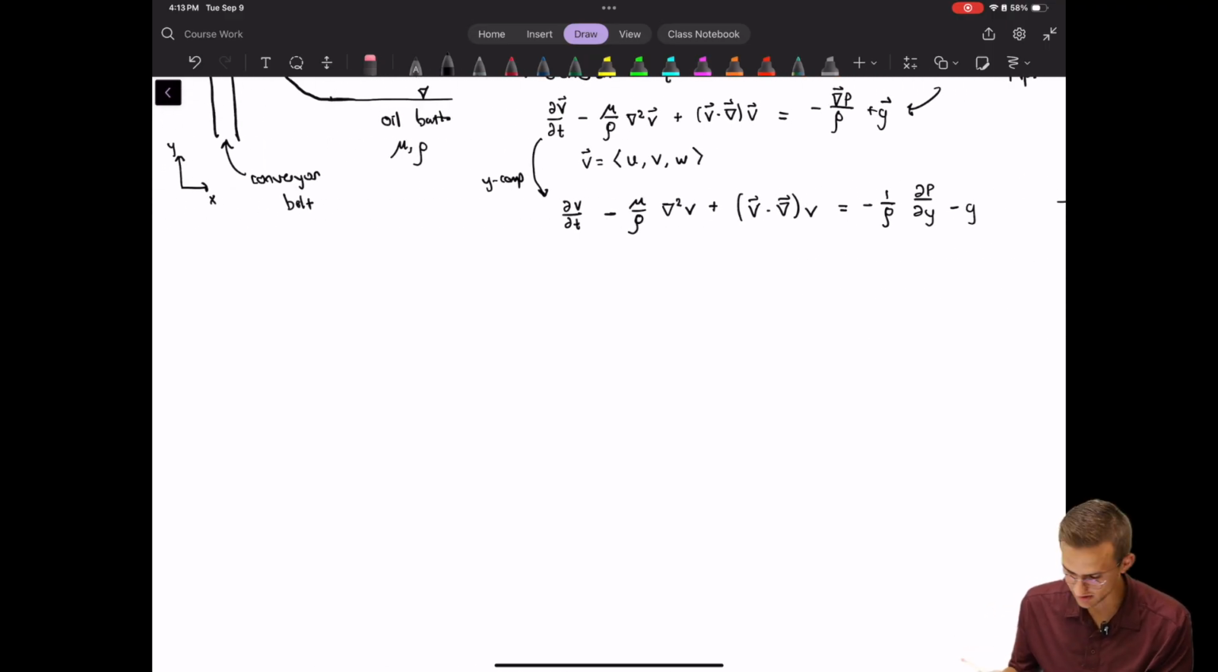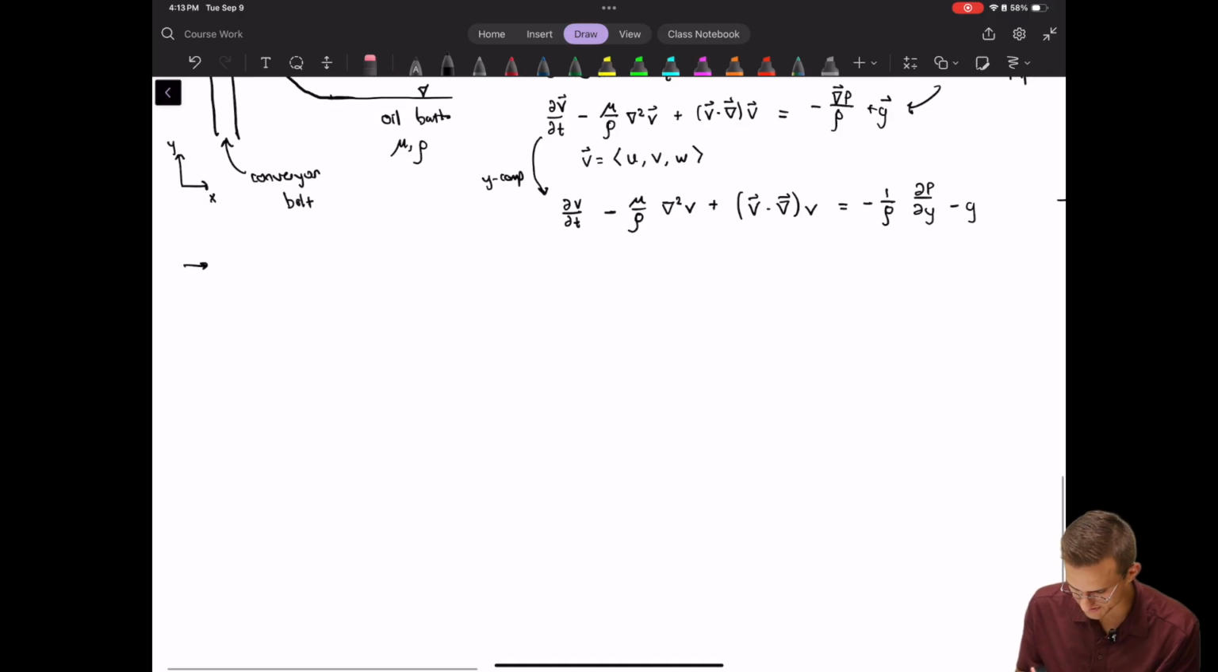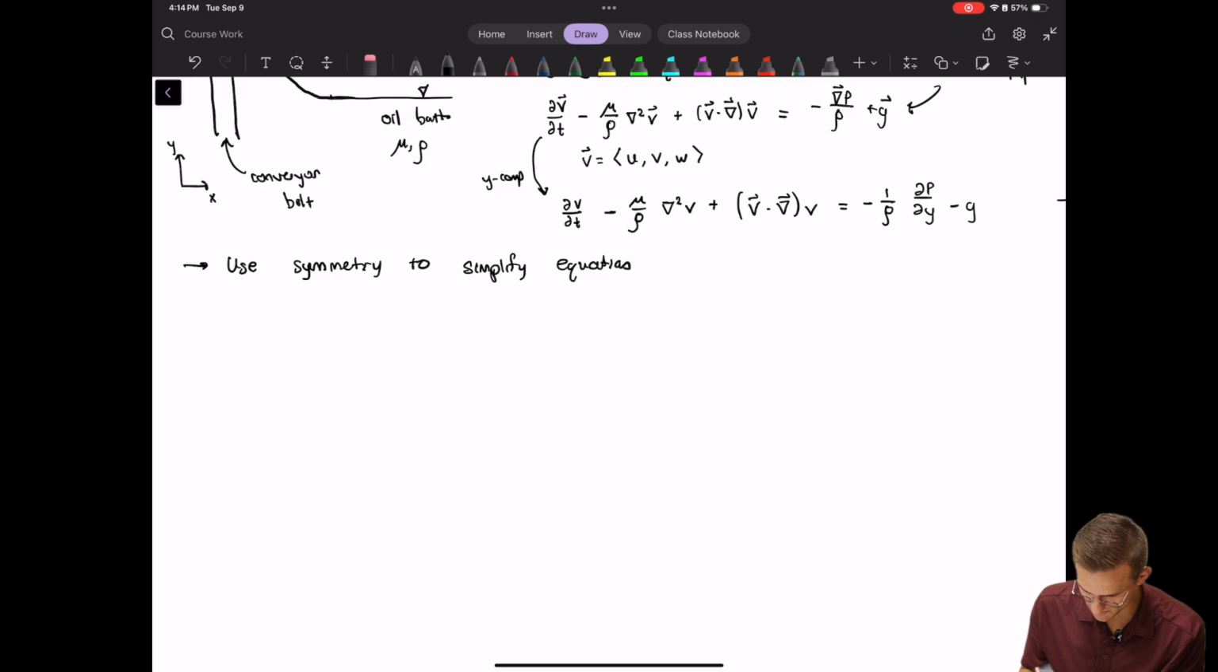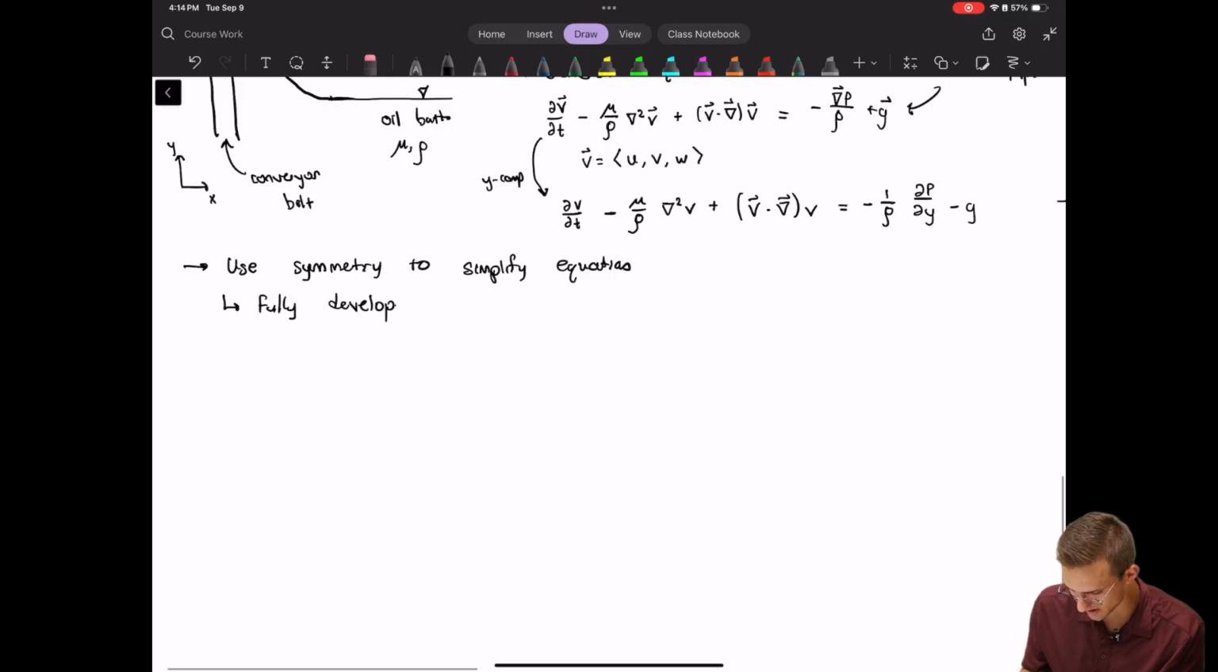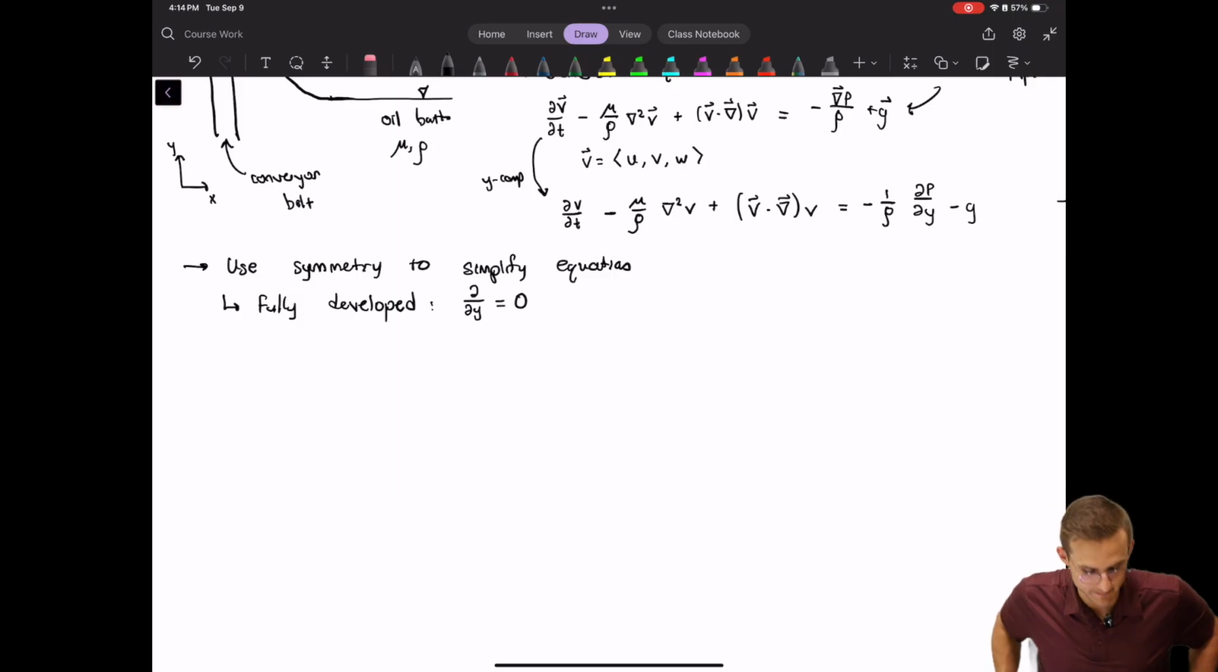And now let's actually use some of the symmetry to simplify the equation. So first off, we know in the fully developed region, since the flow conditions are not changing in the direction along the flow, that means that the partial derivative with respect to y is equal to 0. That operator is the same thing as multiplying by 0.